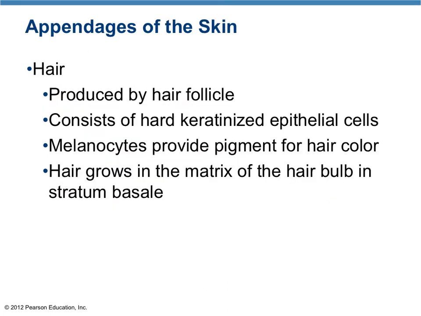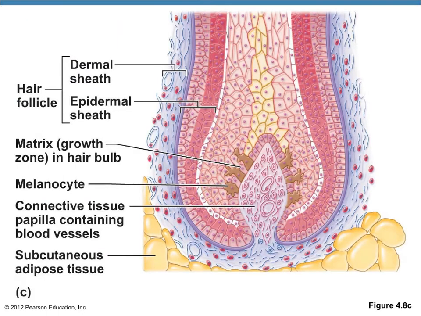Another skin appendage is hair. Hair is produced by hair follicles, and it consists of hard keratinized epithelial cells. Melanocytes are what produce the pigment for hair color, and hair grows in the matrix of the hair bulb, which is located in the stratum basale of the different layers of your skin. In this diagram, you can see the anatomy of a hair follicle. So there is connective tissue and blood vessels that feed the follicle, so that's located sort of in this connective tissue area.